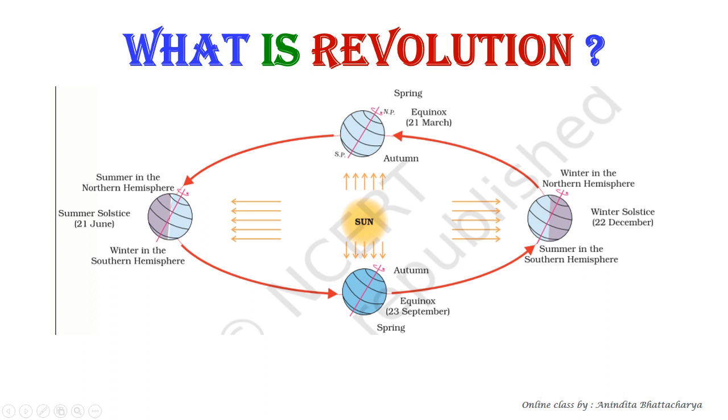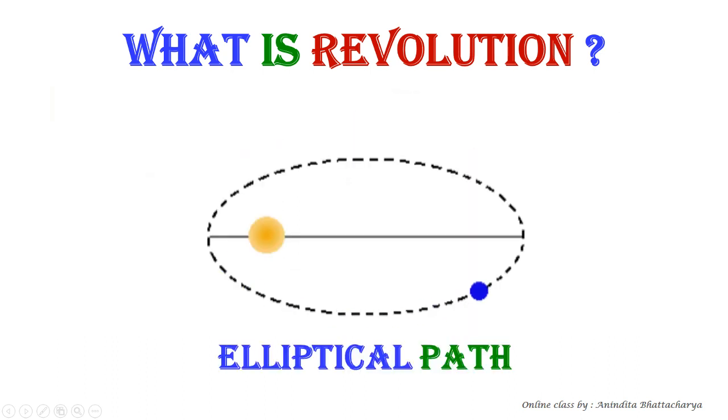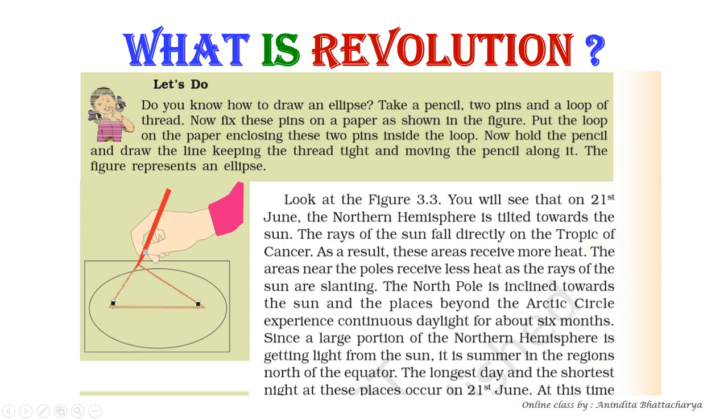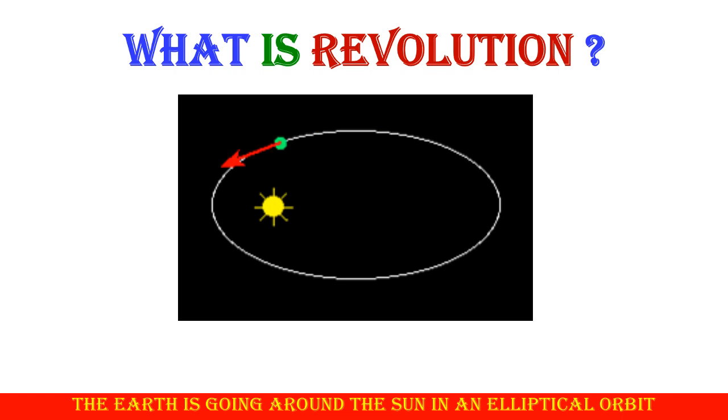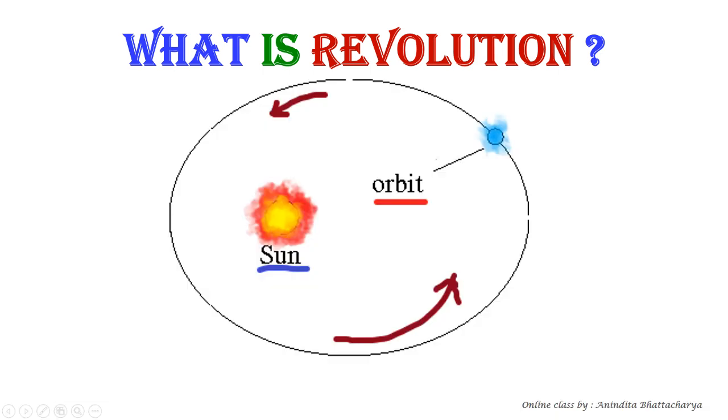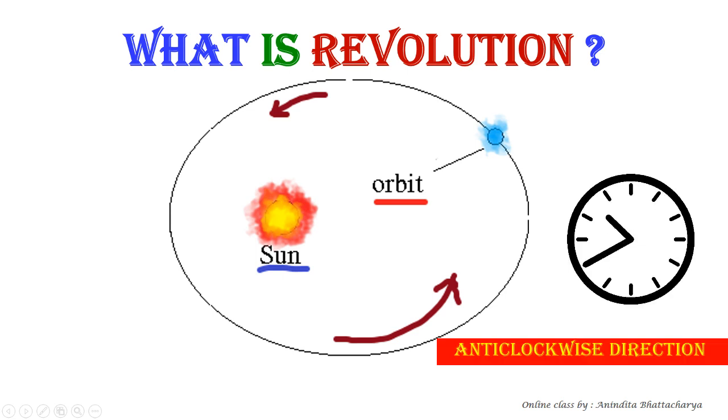The Earth revolves around the Sun in a fixed elliptical path. Do you know the meaning of elliptical? Elliptical means elongated, or stretched into an oval, an oval-like shape. So the Earth revolves around the Sun in a fixed elliptical path, and this path is known as the orbit. This movement of the Earth around the Sun in its orbit in an anticlockwise direction is called revolution.